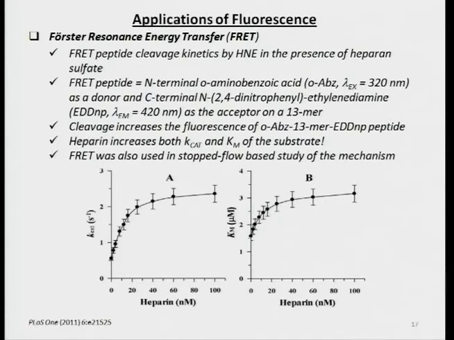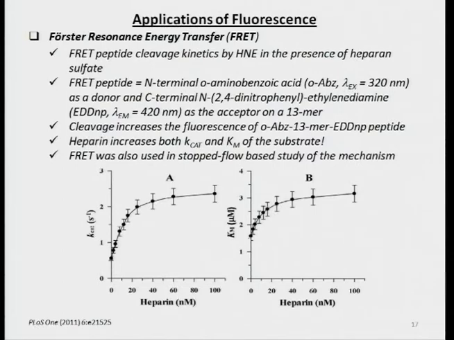So what they did was the FRET peptide, they prepared a peptide which was hydrolyzed by HNE using orthoaminobenzoic acid, which is the donor, and on the C terminus they had 2,4-dinitrophenyl ethylene diamine, which was the acceptor. So you excite at 320 and you observe emission at 420. And this is a 13 mer.